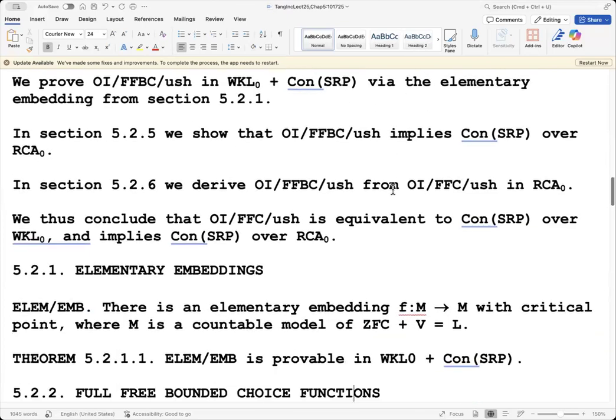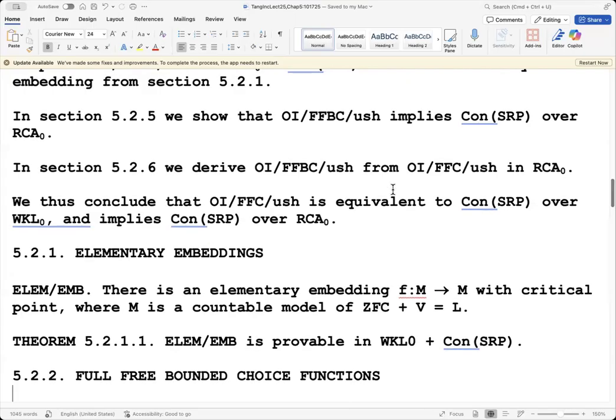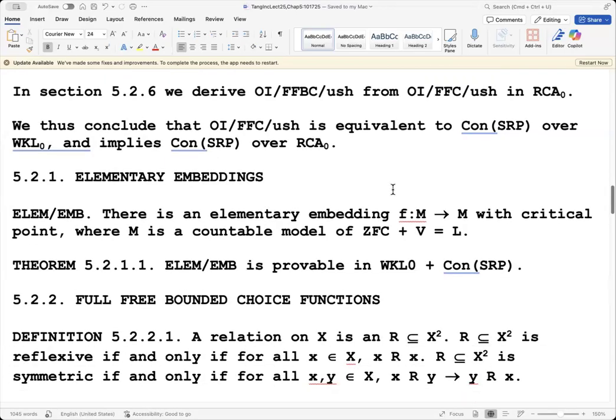Thus, we conclude that OIFFC upper shift, the order invariant full free choice with the upper shift condition, commuting with the upper shift, is equivalent to Con SRP over WKL0 and implies Con SRP over RCA0. We're leveraging heavily on chapters 3 and 4, mainly chapter 4, the big reversal, so we don't have to do another big reversal.